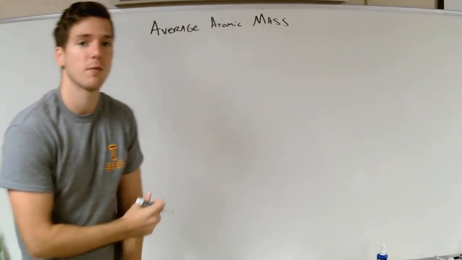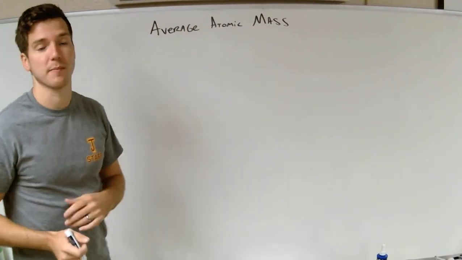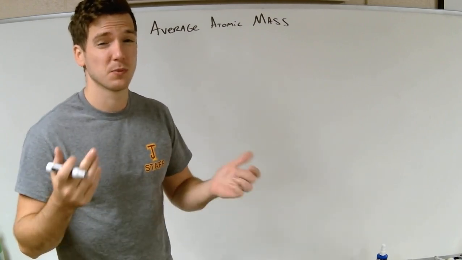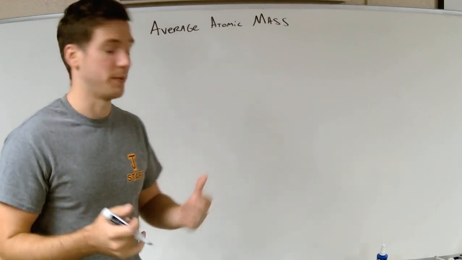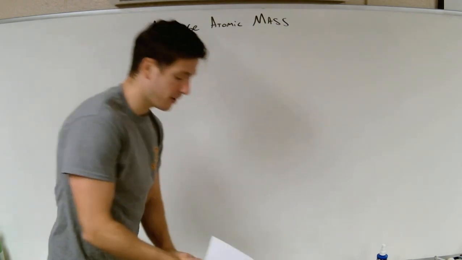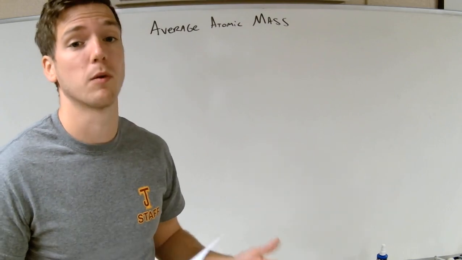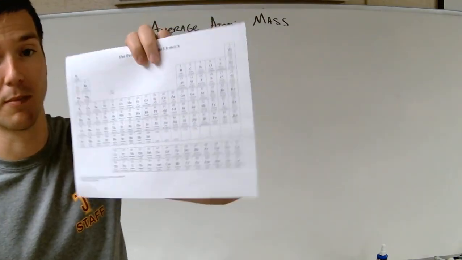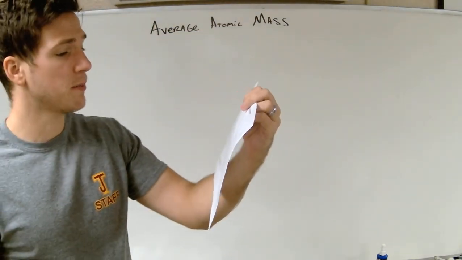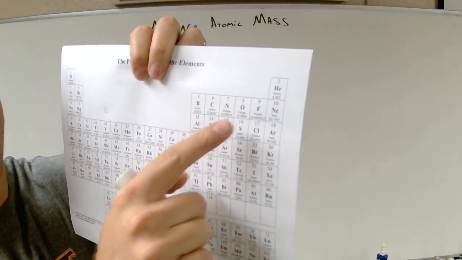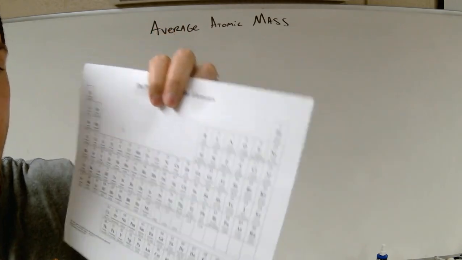Hey guys, so today what we're talking about is average atomic mass. All this is, is a math calculation and it deals with the isotopes of certain elements. Scientists a long time ago wanted to figure out what the molar masses of the elements on the periodic table were, and they were able to figure that out, as you can see from these numbers underneath each of these elements. Those are the average atomic masses.